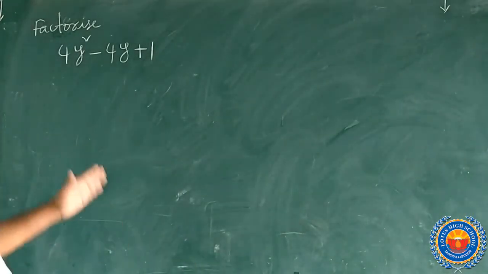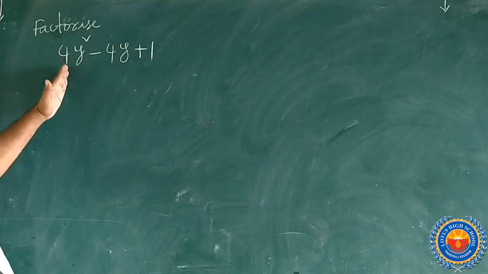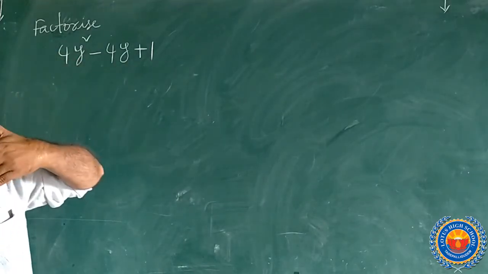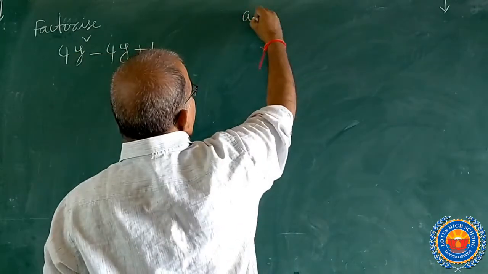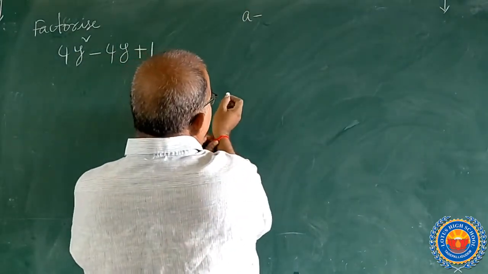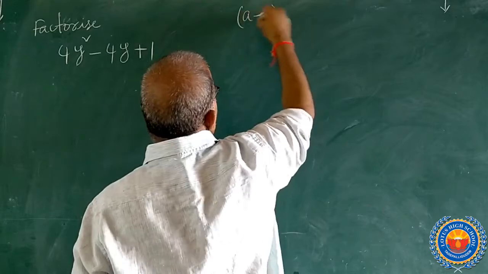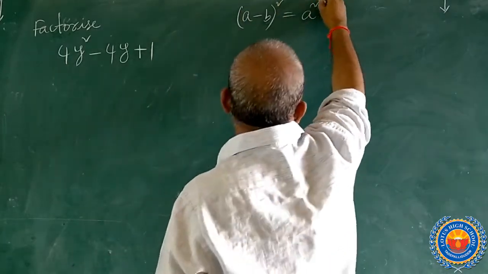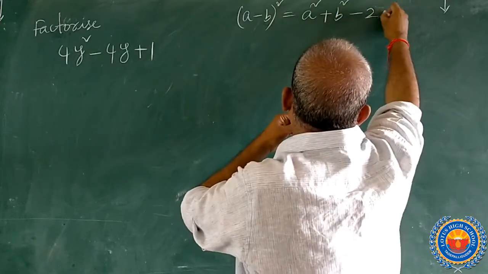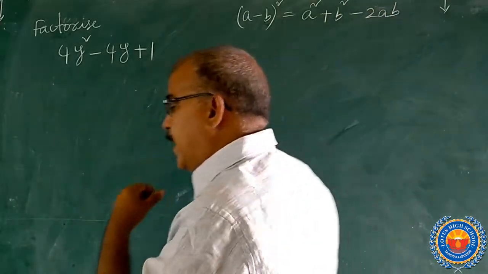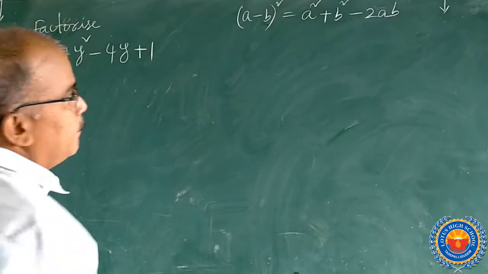Okay, one more sum. Factorization of 4y square minus 4y plus 1. This is also the perfect square concept only. First of all, you know very well the a minus b whole square formula. a minus b whole square is equal to a square plus b square minus 2ab.